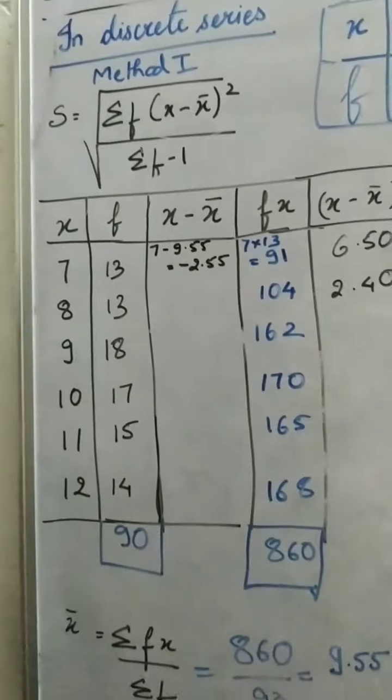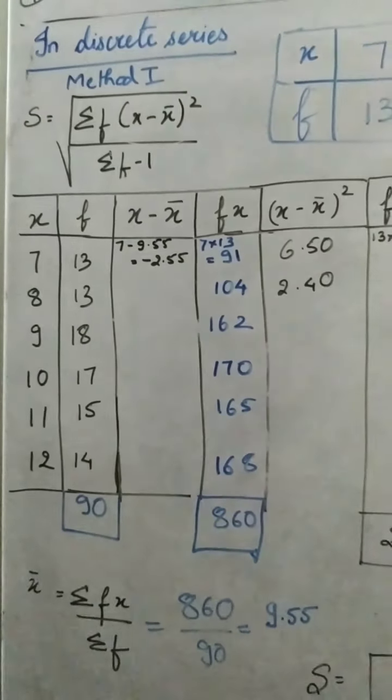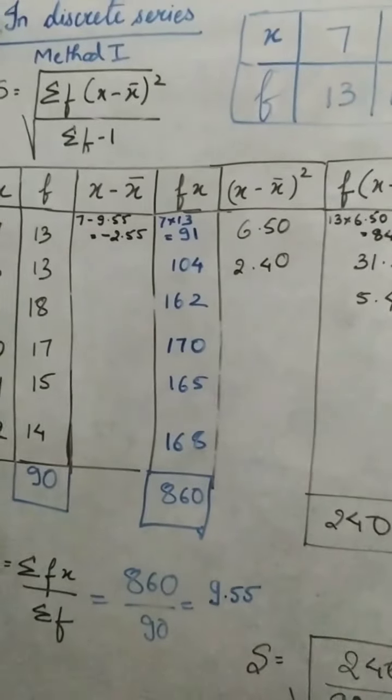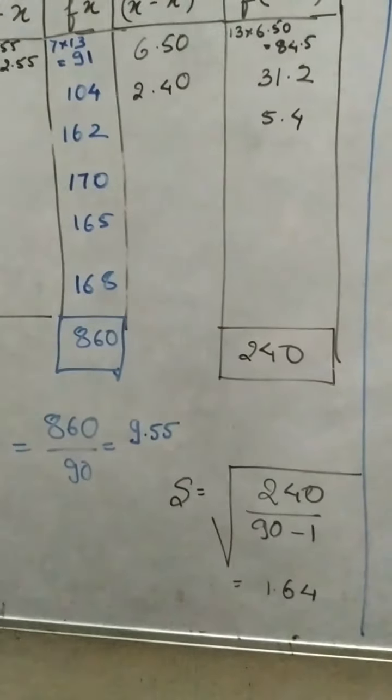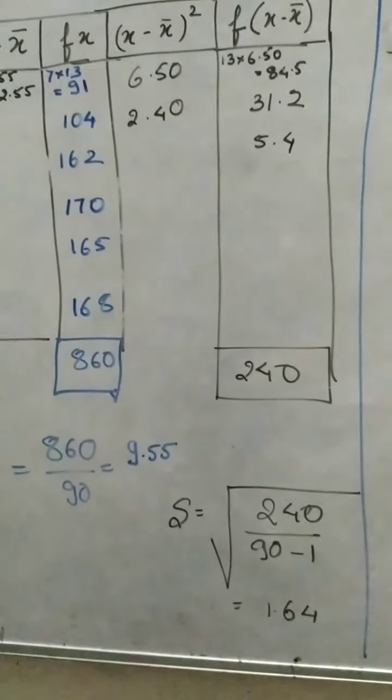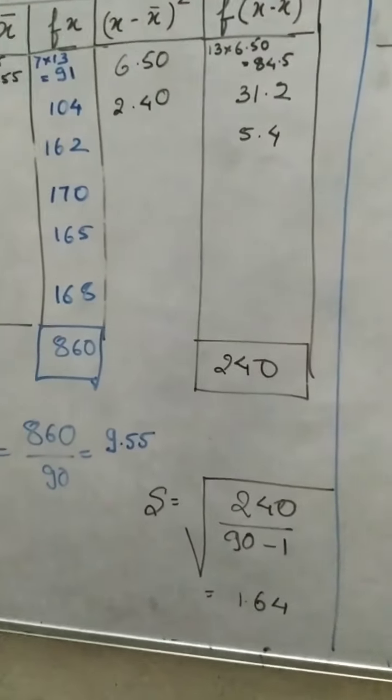The formula says the summation of f into x minus x bar whole square divided by sigma f minus 1. So it is 240 divided by 90 minus 1. The value comes to 1.64.